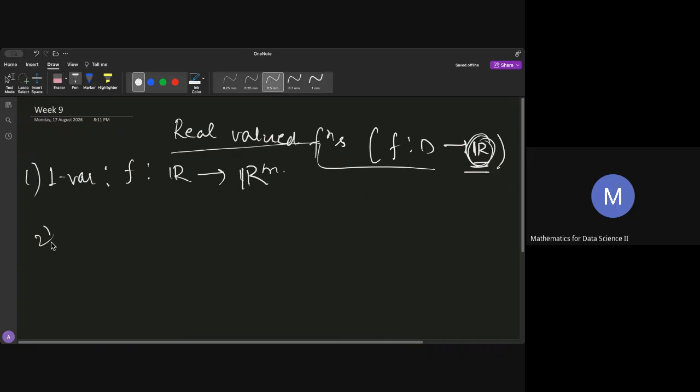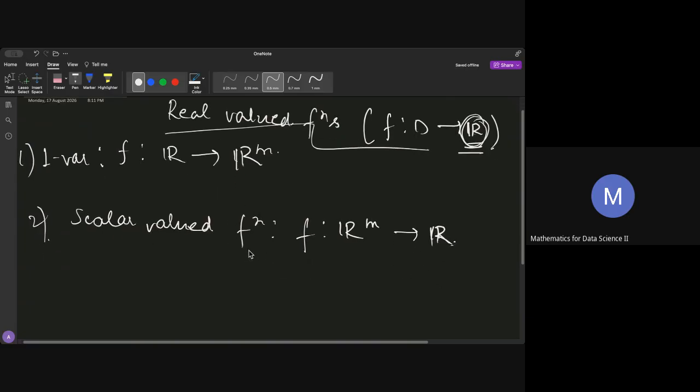Then second is your scalar valued function. Scalar valued means your function will take scalar values. That means your function is from R^m to R. This time your codomain is the real numbers. The values your function can take are real numbers only. It can only take scalar values. That's a scalar valued function.